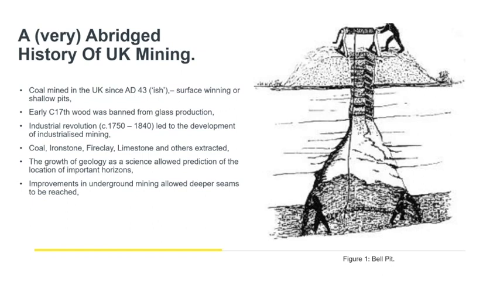Coal, where it was exposed at the surface, was mined probably during Roman times. In the 17th century, wood was banned from glass production because chopping down trees was causing widespread deforestation. So another method of creating heat and energy within glass production had to be found. And that led, through coke and various other methodologies, to widespread mining. Really during the Industrial Revolution, between about 1750 and 1840, industrialised mining as we understand it came to the fore. And it wasn't just coal.